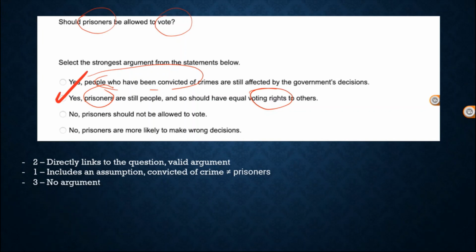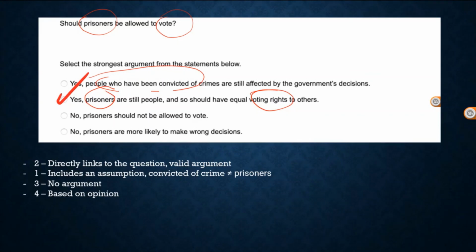The third one, no, prisoners should not be allowed to vote. Well, there's no argument, there's no explanation, so this can't be the right answer. And finally, no, prisoners are more likely to make wrong decisions. That's an opinion, and opinions are always or mostly wrong. So you can rule this one out as well. You can compare all of these, and the second option would make the most sense, would be the most valid. This would make the correct answer.